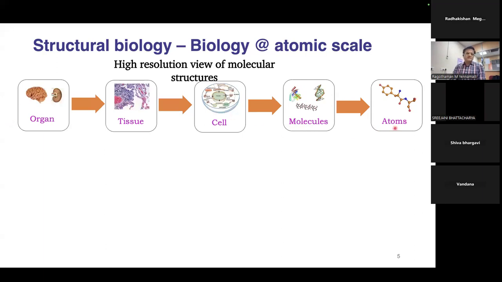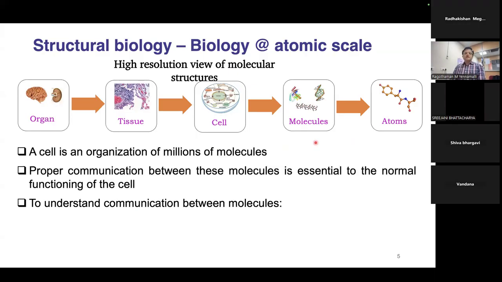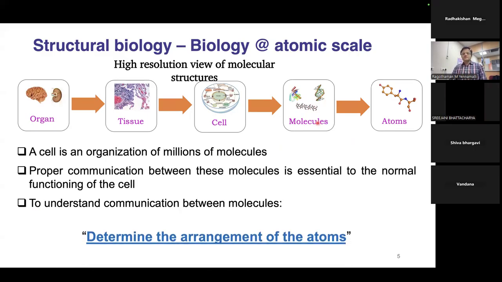So there is a hierarchical way. And as you go down from left to right on the screen, the scale becomes finer and finer, up to the atom level. There are different ways in which we look at biology, and protein structures are at the level of molecules and atoms. It's pretty obvious. But to understand the communication between two molecules, you need to have the structure of the molecule. That is why you need to know the arrangement of the atoms, and once you know that, you'll be able to understand how it works.